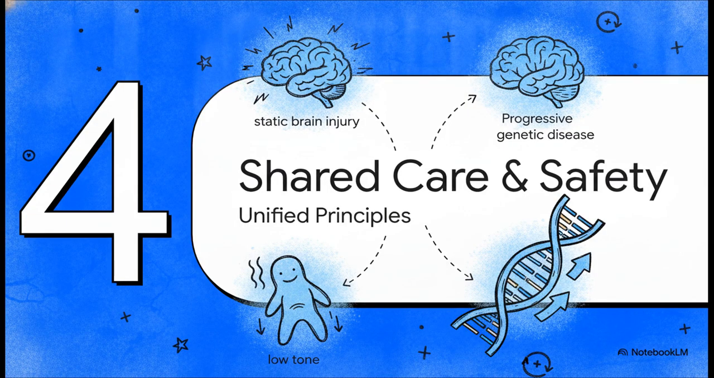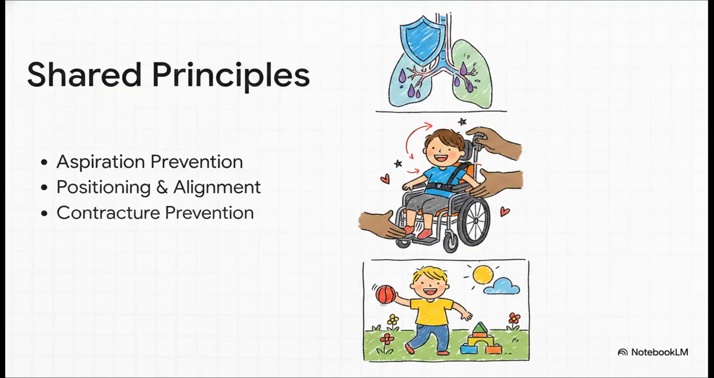And finally, Section 4, Shared Care and Safety Synthesis. Okay, so we've explored a static brain injury, low tone, and a progressive genetic disease. Now, despite their vastly different pathophysiologies, they share some incredibly important overlapping daily care requirements. First and foremost is aspiration prevention. Managing poor swallowing and weak coughs is a daily critical battle. Second is positioning and alignment. We use orthotics, standers, and highly specialized wheelchair seating just to support their frames. Third is contracture prevention through relentless passive range of motion and physical therapy.